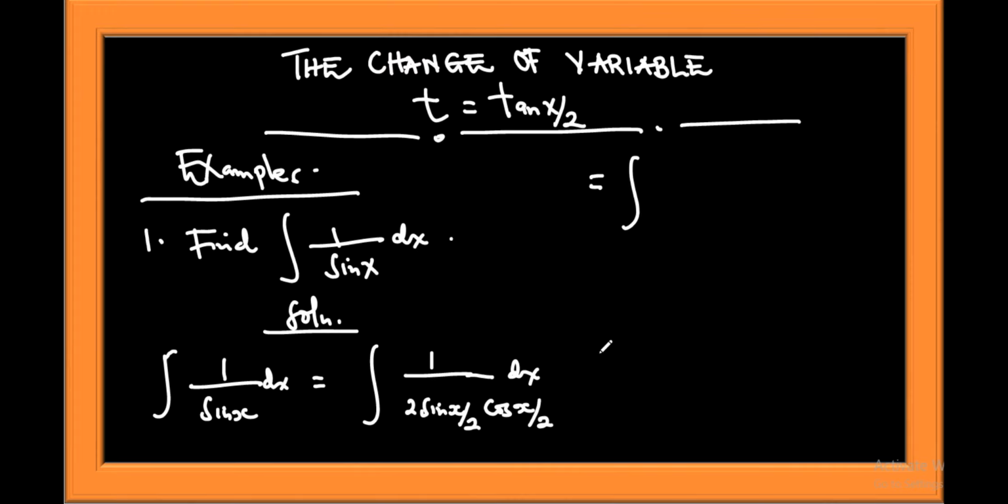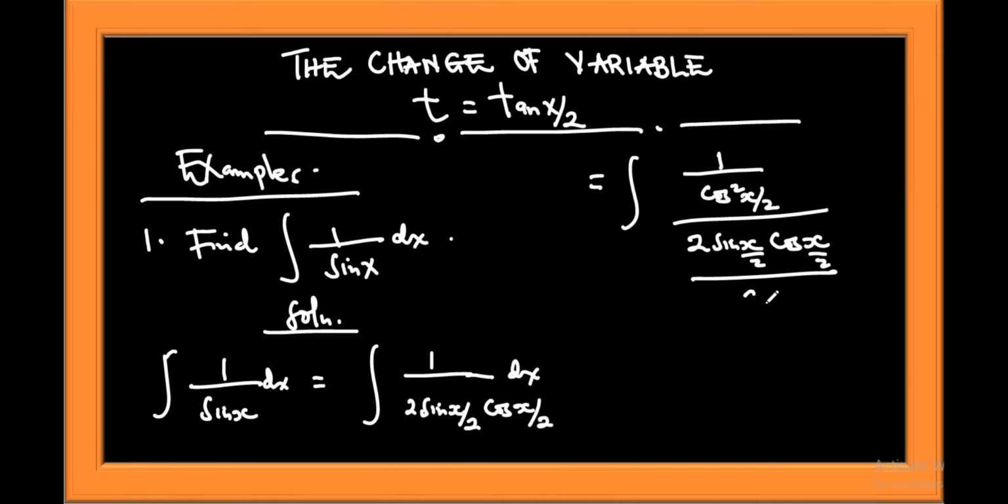Now, after doing this, the next step becomes the integral of, I am going to divide both up and down by cos squared x over 2. So I'm going to get 1 divided by cos squared x over 2. I come to the denominator also. We have 2 sine x over 2 cos x over 2, but I also divide this by cos squared x over 2. The whole thing, we're integrating it with respect to x.